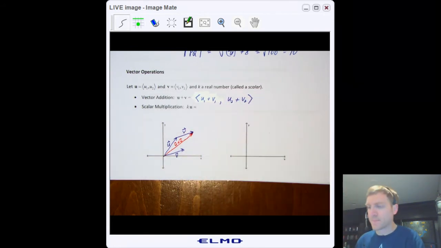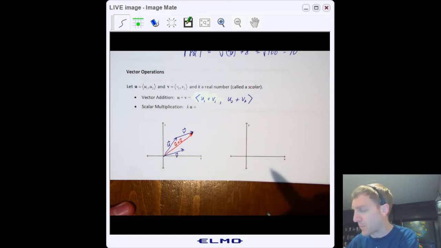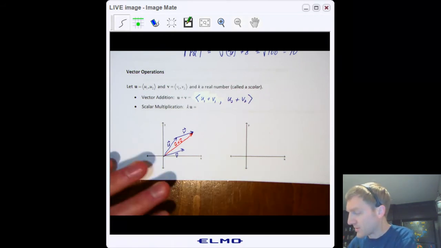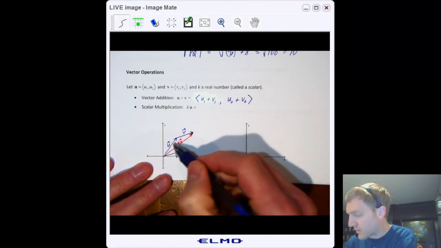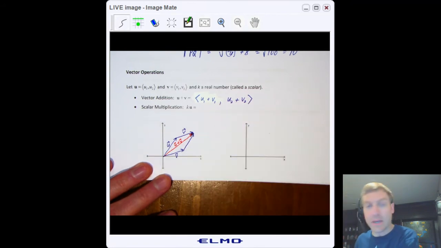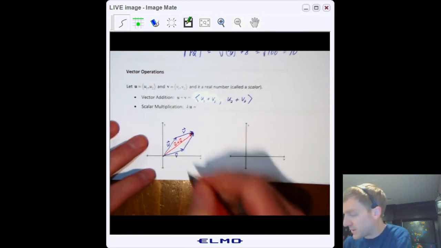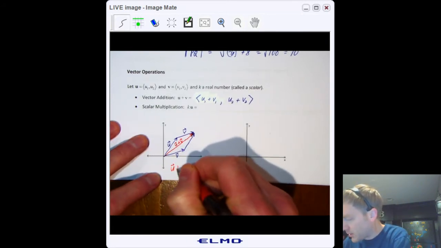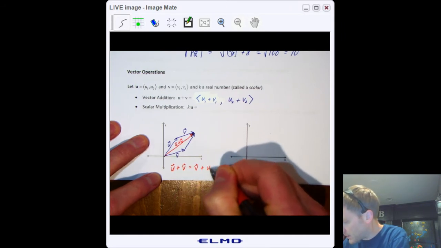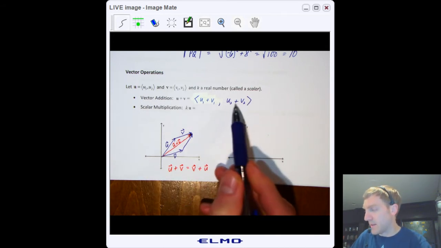Now, notice vector addition is commutative. Remember the commutative property? 2 plus 4 is the same as 4 plus 2. Well, same with vector addition. What if I took the vector u and put it on the end of vector v? I would end up at the same spot. So vector addition is commutative. In other words, u plus v is the same as v plus u, which again should make sense because the addition of the components is commutative.